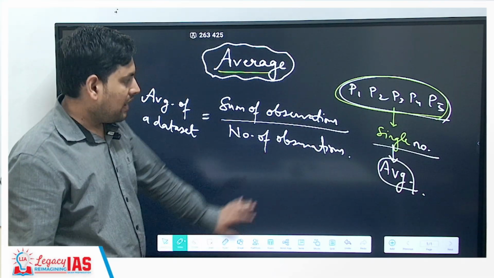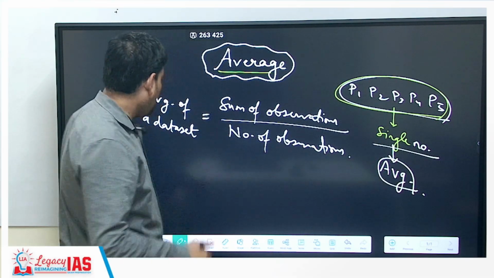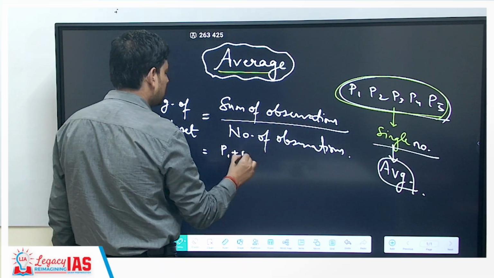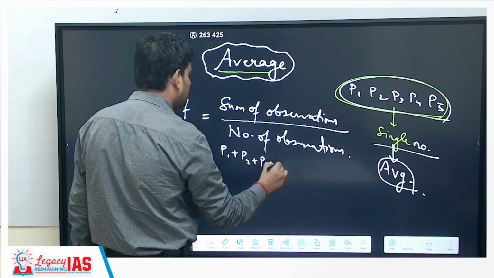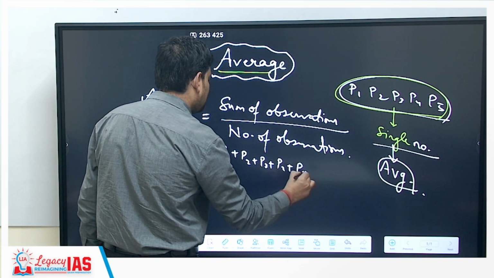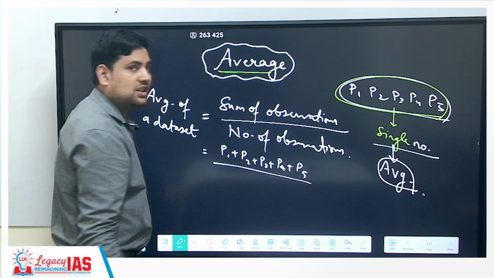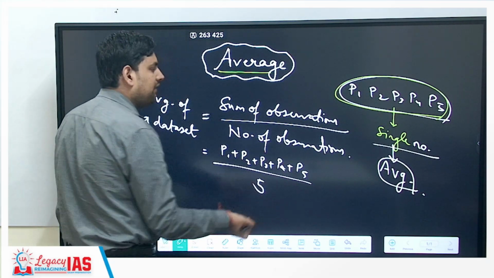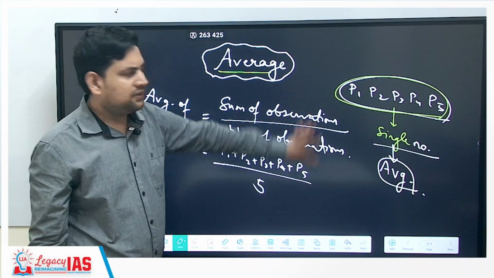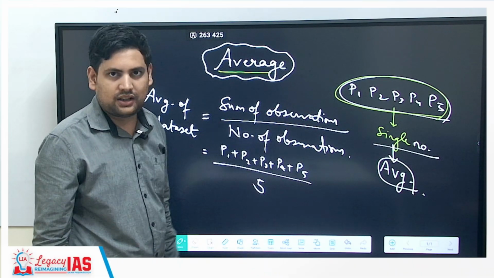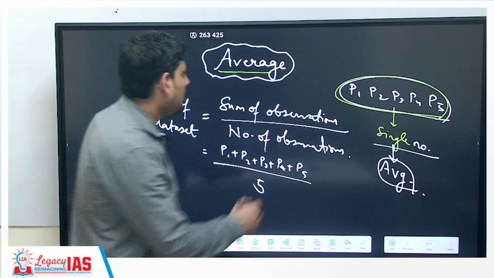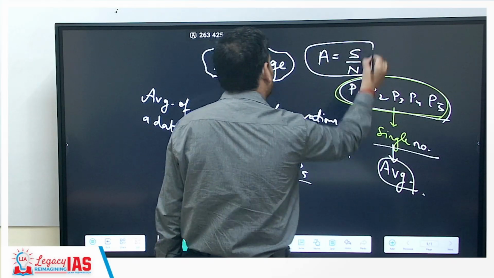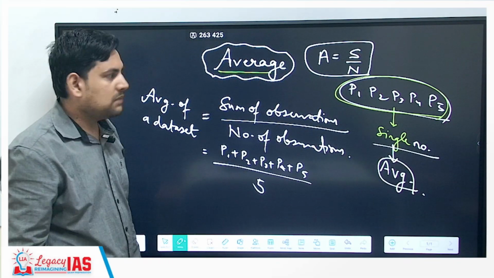Correct? For example, if I have to find the average weight of all of them, I can sum all their weights. That means P1 plus P2 plus P3 plus P4 plus P5, let's say these are their weights, divided by the number of observations. How many observations do I have here? 1, 2, 3, 4, 5. So divided by 5. This will give me the average weight of all of them, or of this data set. This is how you find average. In short, you write average is equal to sum upon number.